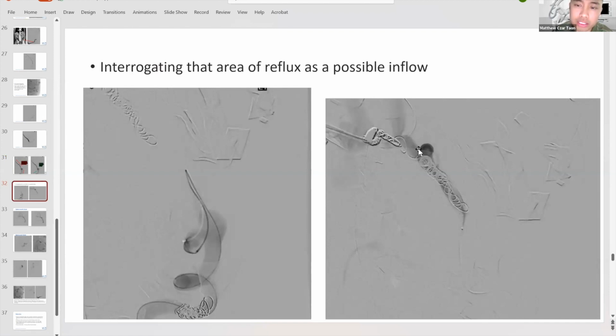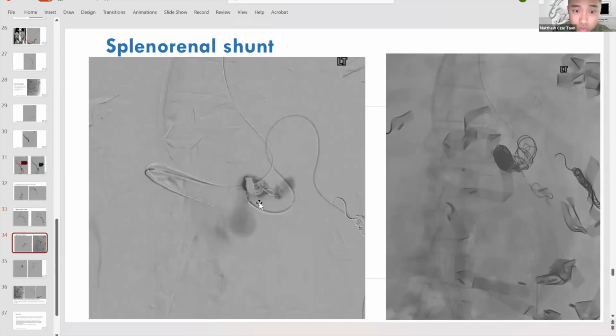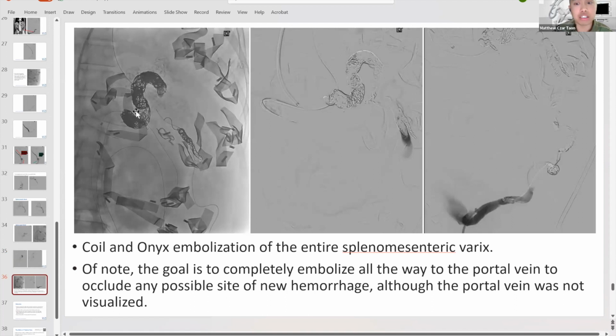We inject it here, and it looks like we got into some prior site. Well, whenever you're in IR and you're in question, you do an oblique, and you can see that oblique. We actually did get into the splenorenal shunt from the mesenteroiliac shunt. We get in there. We did a coil embolization, Onyx embolization of that entire splenomesenteric varix. That was the site of hemorrhage, which we saw in the CT scan.